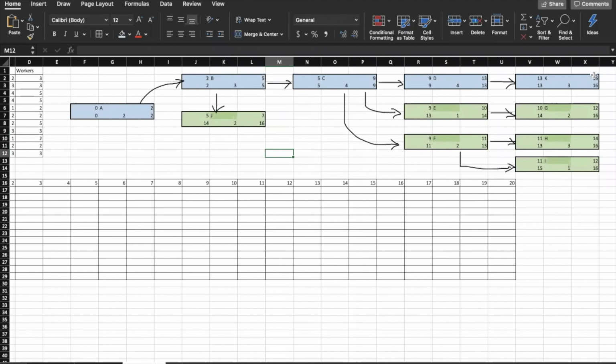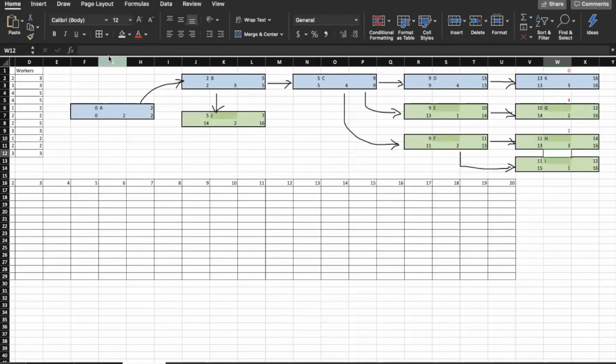So now based on those two numbers, we can put in the total float and the free float by subtracting the early finish date from the late finish date. So for K, that would be 0 just because it is on the critical path. For G, we have 16 minus 12. That gives G a wiggle room of 4 days. For H, we have 16 minus 14, which gives us 2 days.